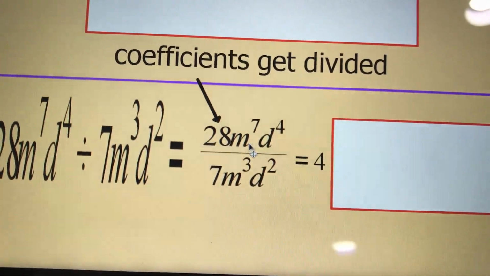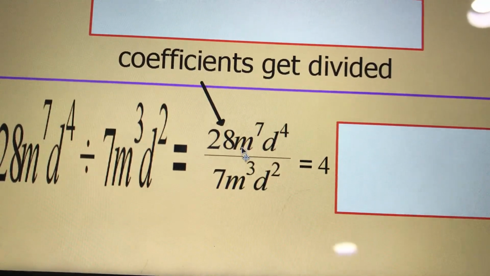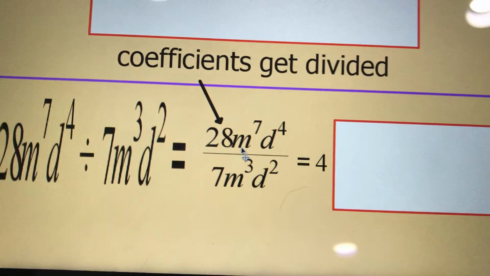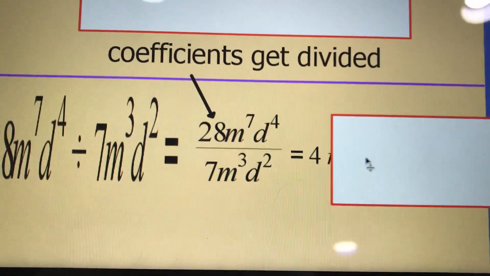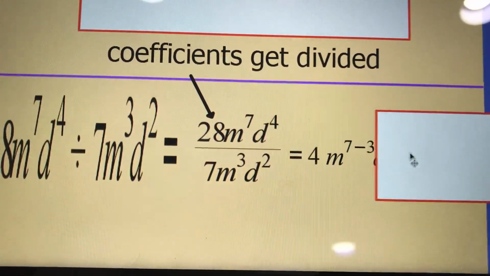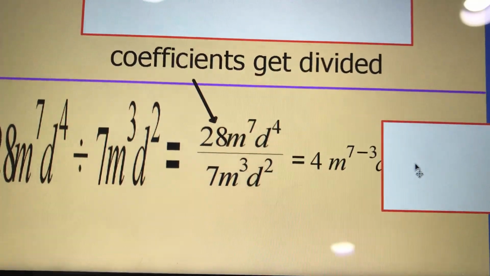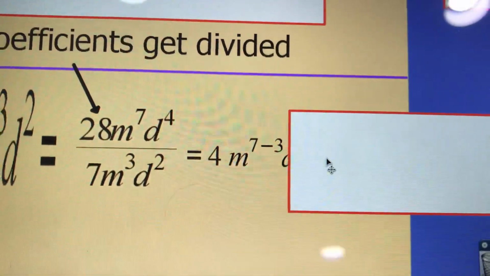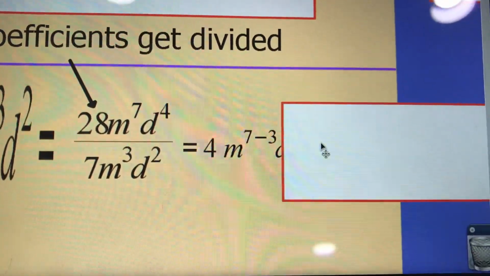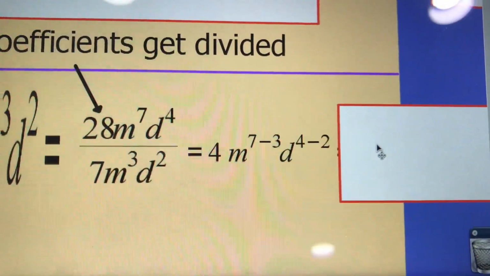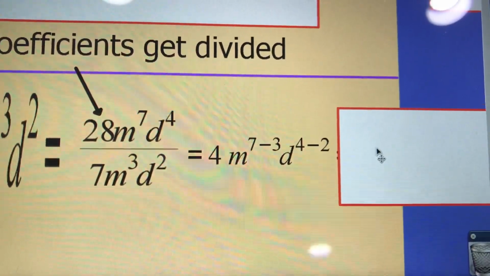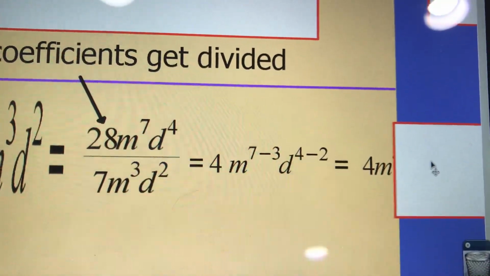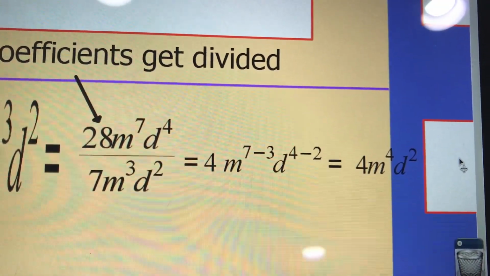Now you have to deal with your exponent rule. Well, once again, this looks just like the HK problem because you've got two different bases. So you're going to do your subtraction twice. So you're going to have m to the 7th minus 3 because you kept the base of m and you're subtracting the exponents. And then you're going to have d to the 4 minus 2. Final answer, 4 stays out in front, that coefficient, and you get m to the 4th, d to the 2nd.